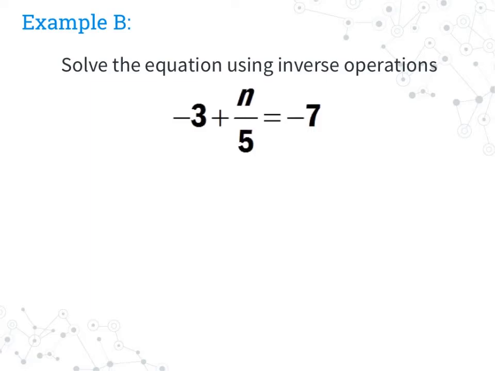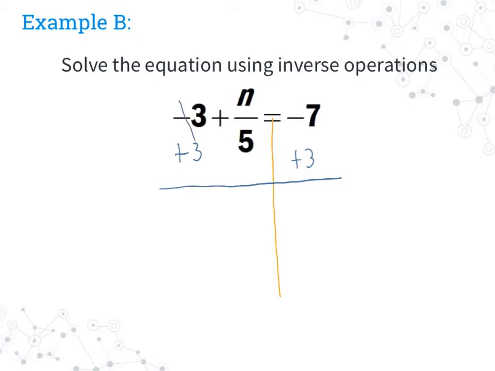So here in example B, it says solve the equation using the inverse operations. I've got negative 3 plus n divided by 5 equals negative 7. So I'm going to start by drawing my wall because I want my two sides of my equation separated. Then I'm going to go ahead and get rid of my constant. That's a negative 3. There's no variable there, so I know I need to get rid of my negative 3. To get rid of negative 3, I'm going to add 3 on both sides. Then I'm going to draw a line to separate my steps.